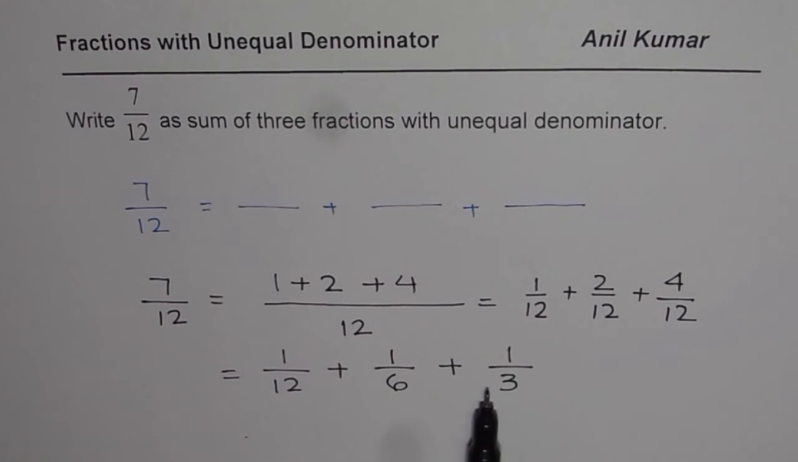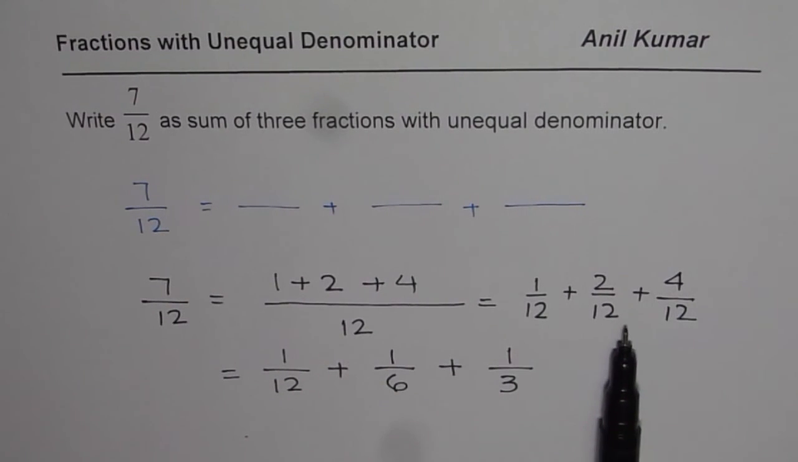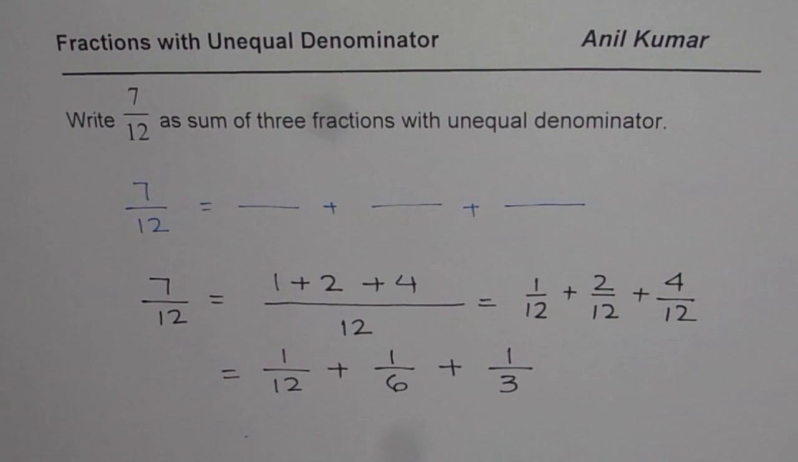Common denominator, right? So when you want to make a common denominator, write equivalent fractions with the same common multiple of denominator, which is 12, and then go back and get the answer, right? So we'll do one more question like this, and I hope that will give you some more insight into working with fractions having unequal denominators.